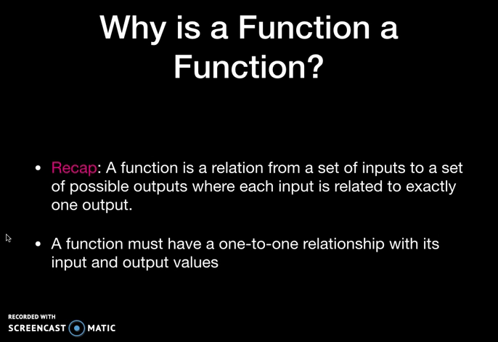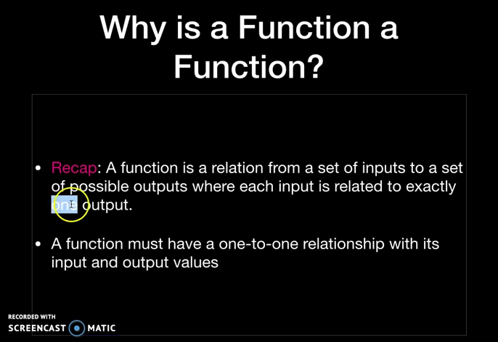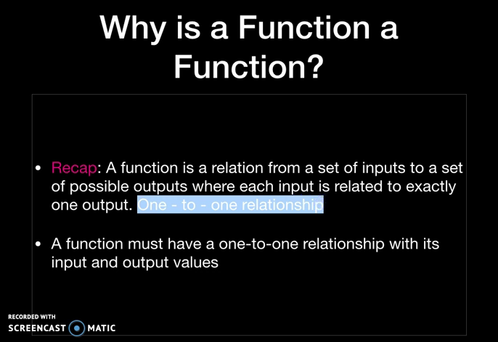A function is a relation from a set of inputs to a set of possible outputs where each input is related to exactly one output. So no more than one. Remember, it's sticking to the one-to-one relationship. I'm going to put that right here. Remember that this is one of the key terms that we've always had. And a function, again, as I've said before, is a one-to-one relationship.